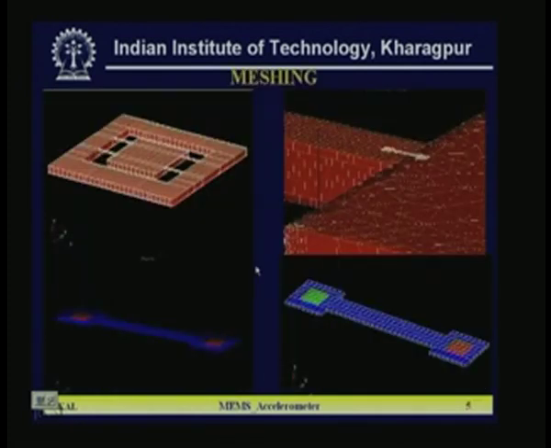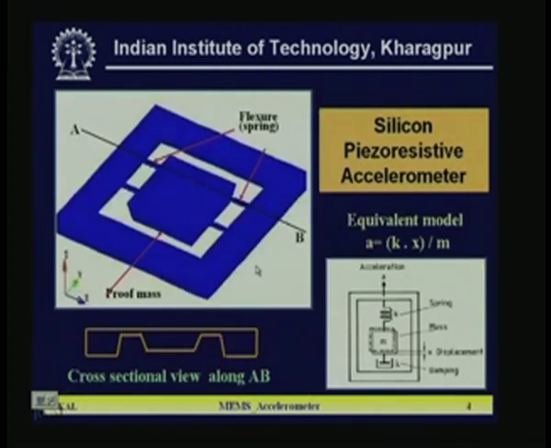accelerometers. Now you can see here the basic silicon piezoresistive accelerometer for this application is not as simple as the structure I showed you in the last class, which had only two flexures, with one probe mass held by two flexures, and because of the acceleration the probe mass will go up and down, and accordingly the piezoresistance will change at the flexures.